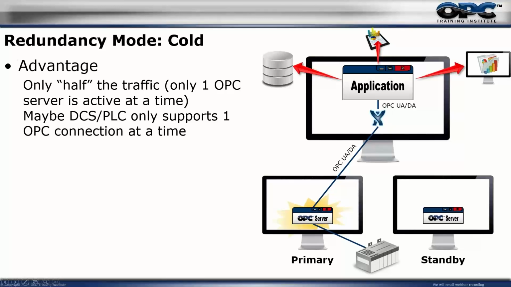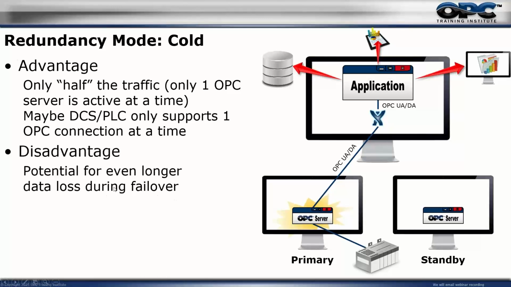Again, the advantage is that you only get half the traffic, because only one server is active at any one time. Also, another advantage is some architectures just don't support having 2 OPC servers at the same time. As an example, if you're using Honeywell TDC 3000 or Honeywell Experion, you can only have one of these OPC servers running at any one time. So it's not possible to have warm. It's not possible to have hot. Their architecture only supports cold. So OPC Expert also supports cold.